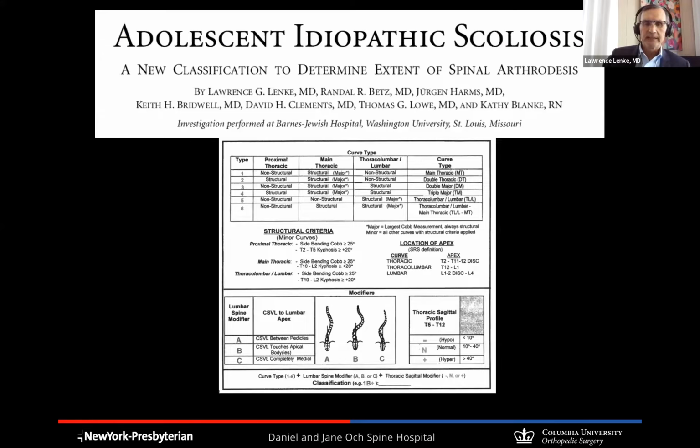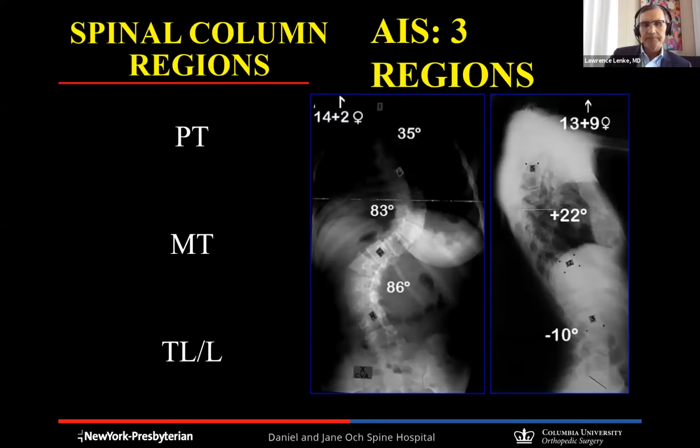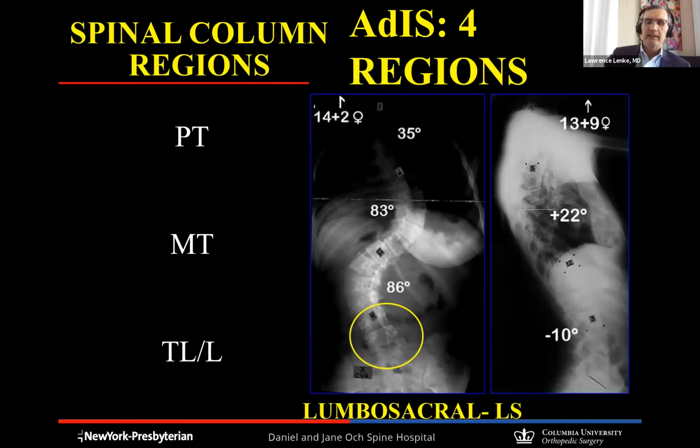So we're going to leverage this AIS publication and system that's now been in use for over 20 years. You're probably familiar with the 3 components: the curve type, the lumbar spine modifier, and the sagittal thoracic modifier for the complete curve classification. As you know, this system is based on the AIS patient having 3 structural regions of the spine: the proximal thoracic, main thoracic, and thoracolumbar and lumbar. The big difference in the adult is that we have to pay attention to the lumbosacral fractional curves. That often gets problematic with arthritis, stenosis, rigidity, and that can hugely impact our operative treatment.